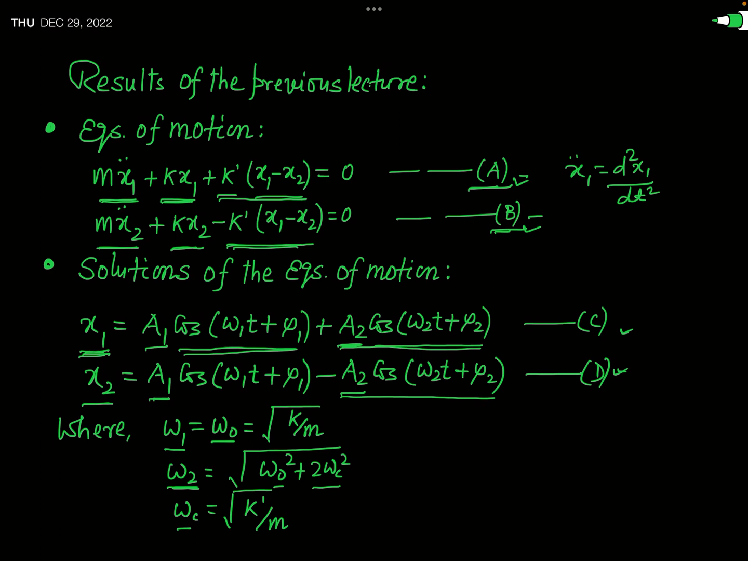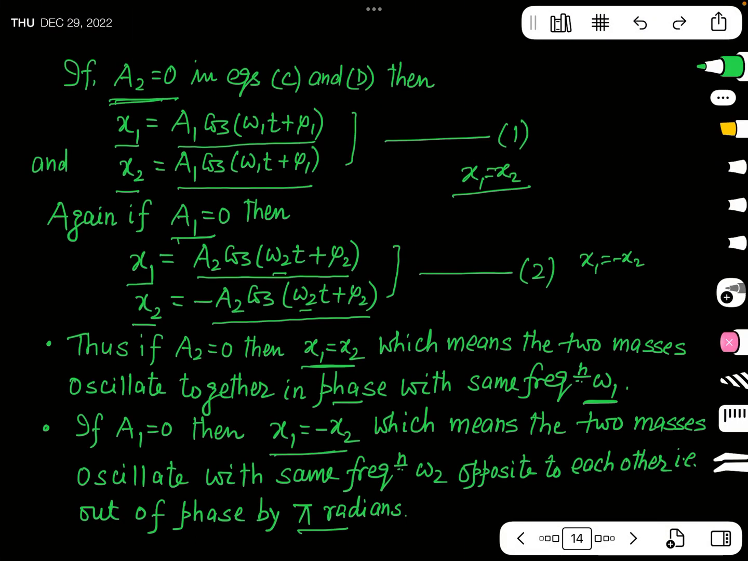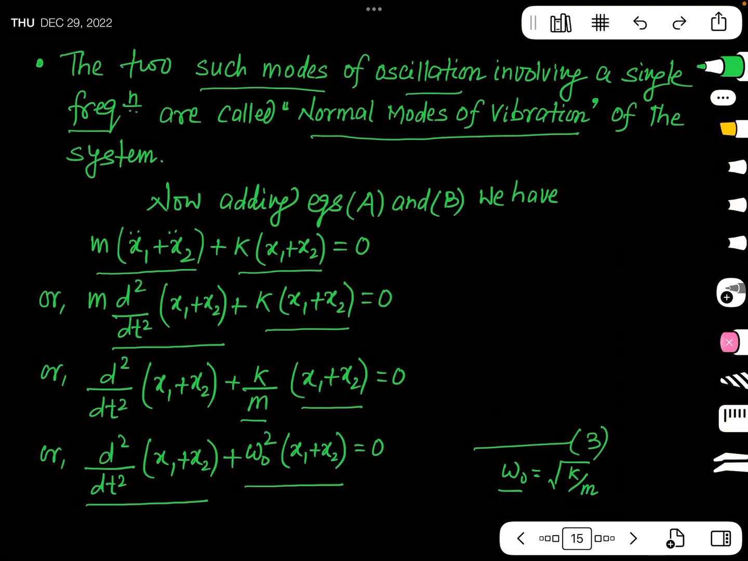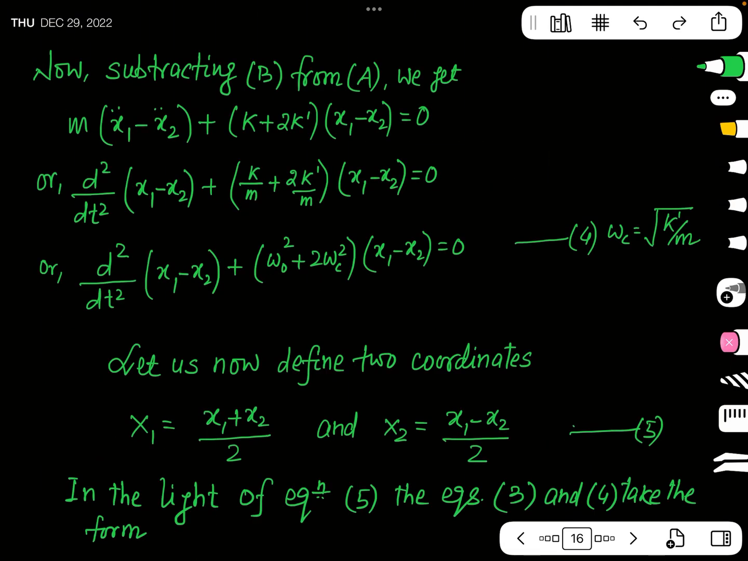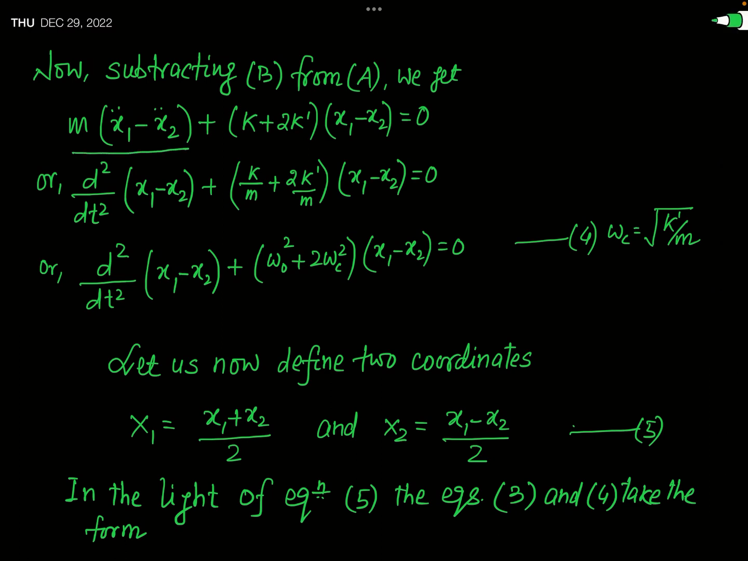So (x1 minus x2) can be taken as a common factor, and the remaining term will be k plus 2k prime. After subtracting equation B from A, what will be our result? You can see this will be m times (x1 double dot minus x2 double dot) plus (k plus 2k prime) times (x1 minus x2) equal to 0.